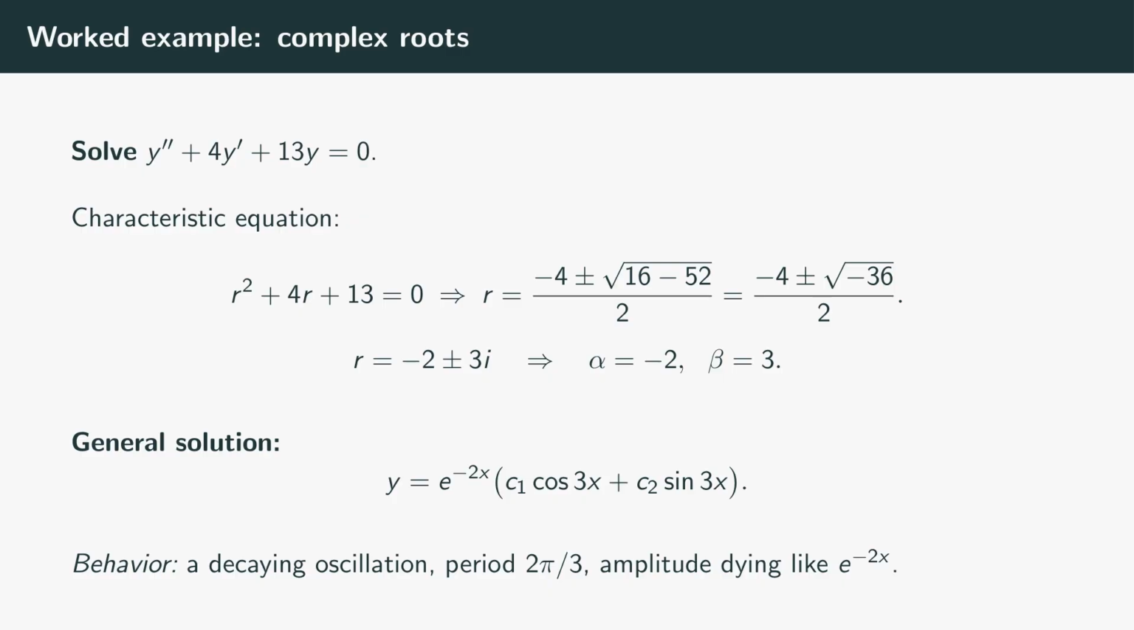Drop those straight into our formula. The general solution is e to the negative 2x times the quantity c1 cosine 3x plus c2 sine 3x. Reading it off, the envelope e to the negative 2x decays, so this is a damped oscillation. It wiggles with period 2 pi over 3, and its amplitude dies away quickly because of that negative 2 in the exponent. No integration, no guessing, just the roots of a quadratic read straight into a wave.